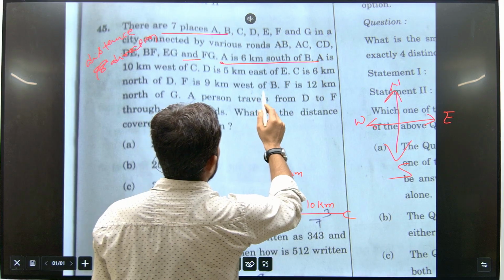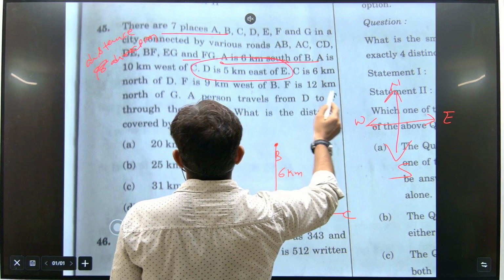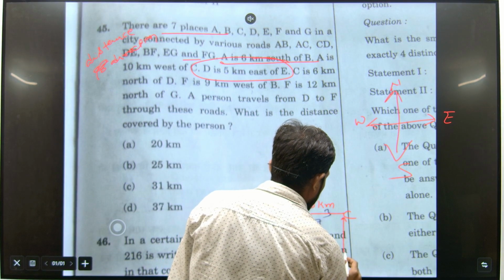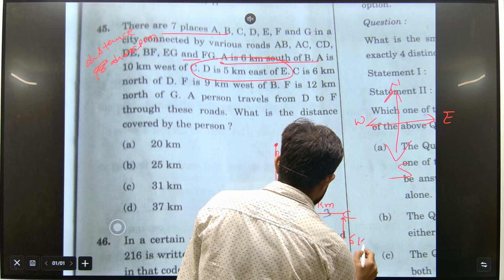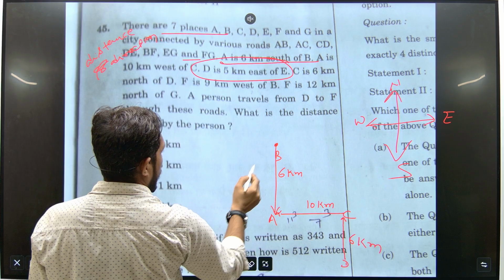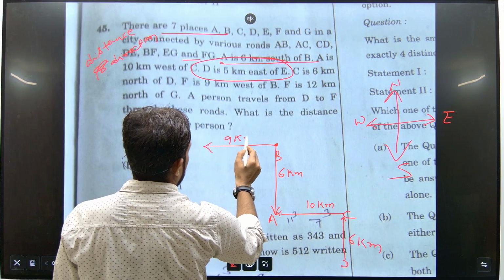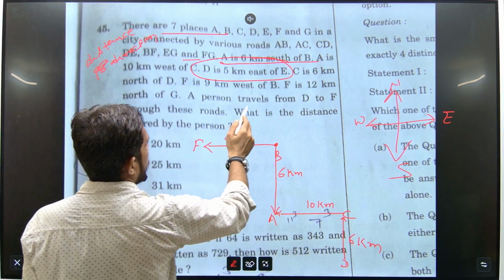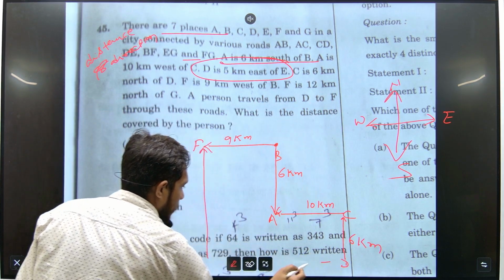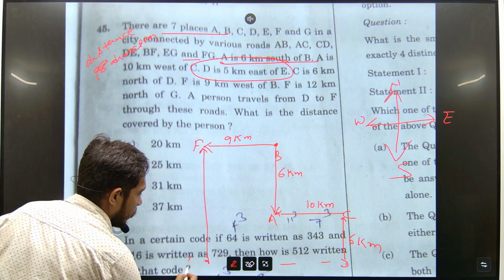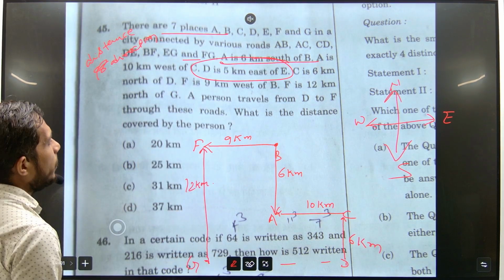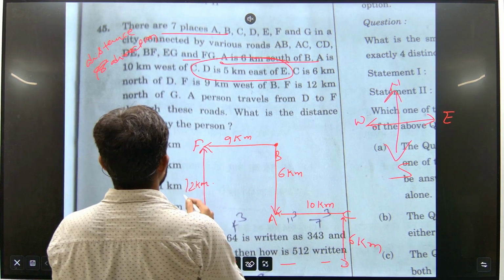Now D is 5 kilometers east of E. Leave that portion. C is 6 kilometers north of D. Next, F is 9 kilometers west of B. Here is F, 9 kilometers west of B. F is 12 kilometers north of G. So 6 plus 6 means on this line it meets at 12 kilometers, so G becomes 12 kilometers south of F.